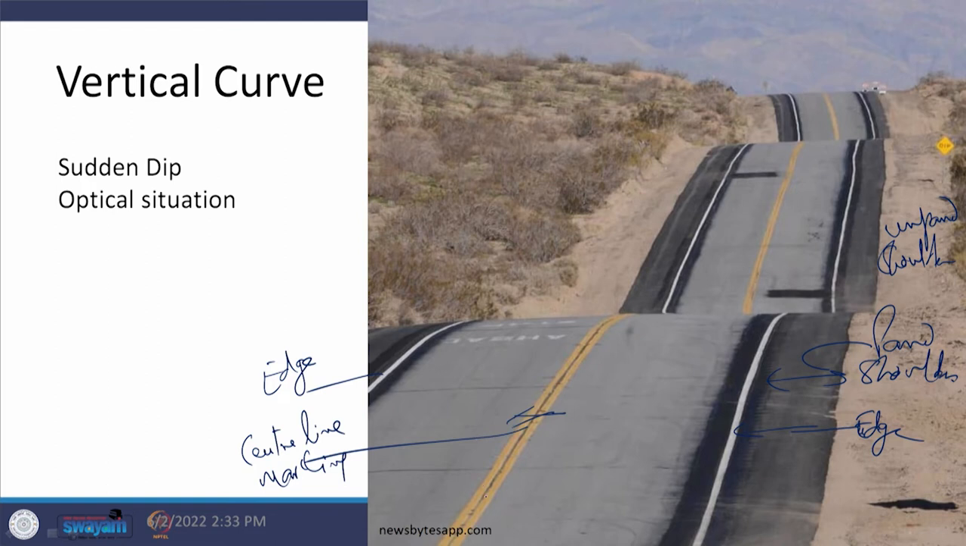Another aspect is the sudden dips which are coming. So the perspective when you are driving on this particular road is that you are going through a lot of down dips, and if you try to visualize something here, it gives a feeling that you are going to fall into a valley. So this type of alignment actually is not a good alignment.